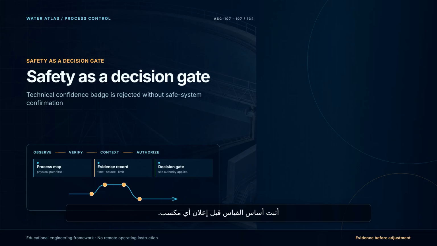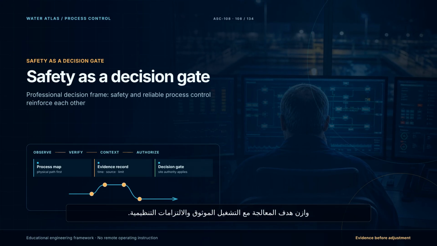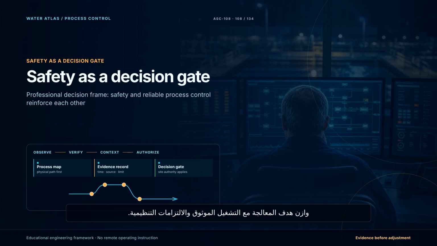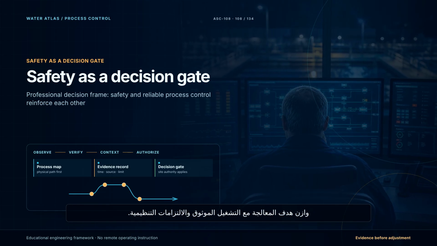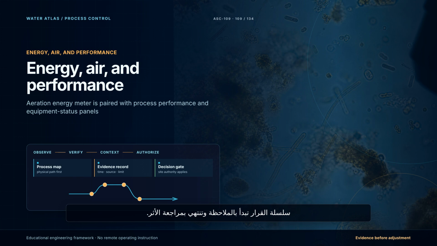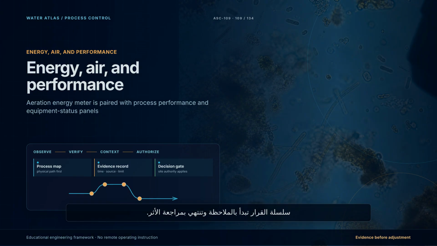Before a field check or maintenance action, the visual story will ask, is the task authorized? Are hazards identified? Are isolation and access requirements met? And is competent supervision present? If not, the correct next step is escalation. Technical confidence is not a substitute for a safe system of work. The safest decision can also be the most professional process control decision.